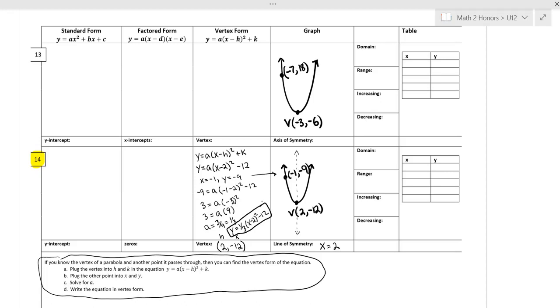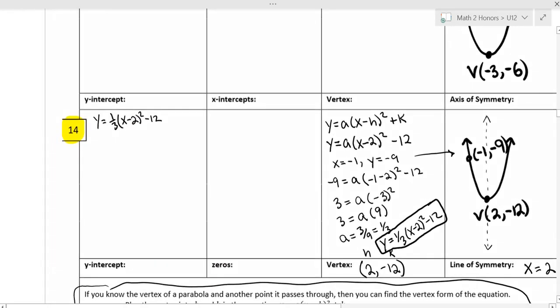Okay, so if you have a vertex form, you can get standard form by just multiplying everything out. I'm going to go ahead and do that. So I get y is 1/3 (x minus 2) squared minus 12. And I'm going to continue to multiply through this. I'm going to have to figure out what (x minus 2) times (x minus 2) is first. I get x times x, x times -2, -2 times x, -2 times -2, keep all that in parentheses. I will simplify this a little bit further.